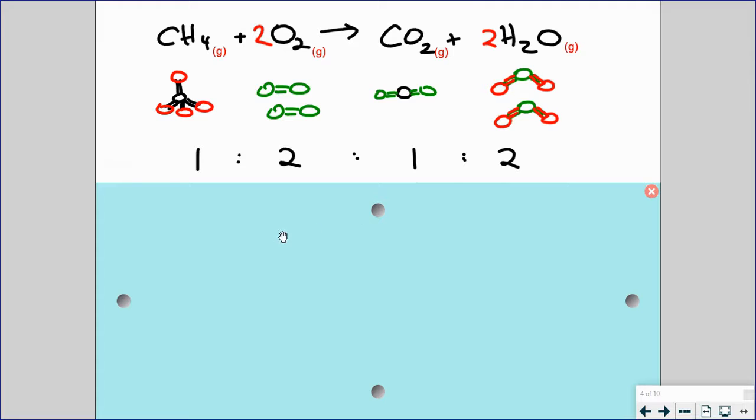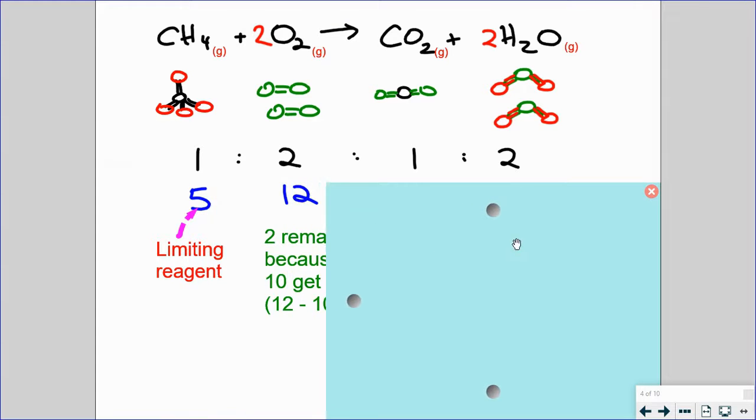What if I tell you that we are going to have 5 molecules of methane reacting with 12 molecules of oxygen? Well, you would tell me that the limiting reactant or the limiting reagent will be methane because only 10 molecules of oxygen will react with 5 molecules of methane. You see, the ratio is 1 to 2, so 5 to 10 is what we expect to react. Therefore, we'll have 2 molecules of oxygen left over.